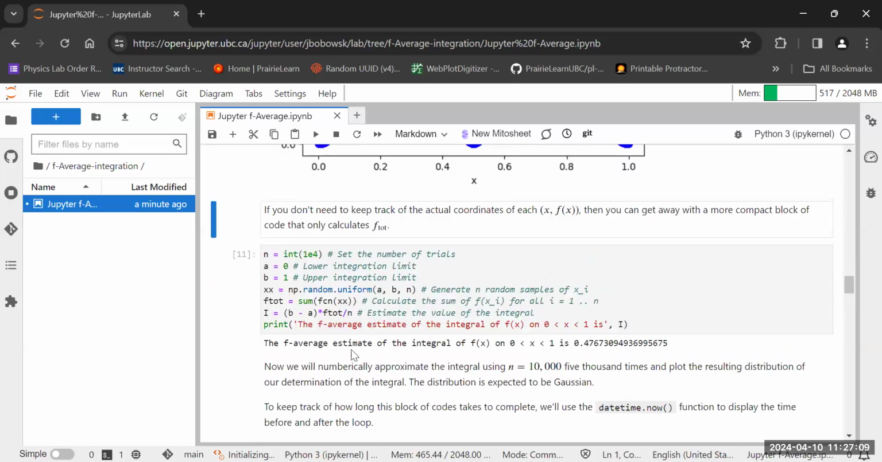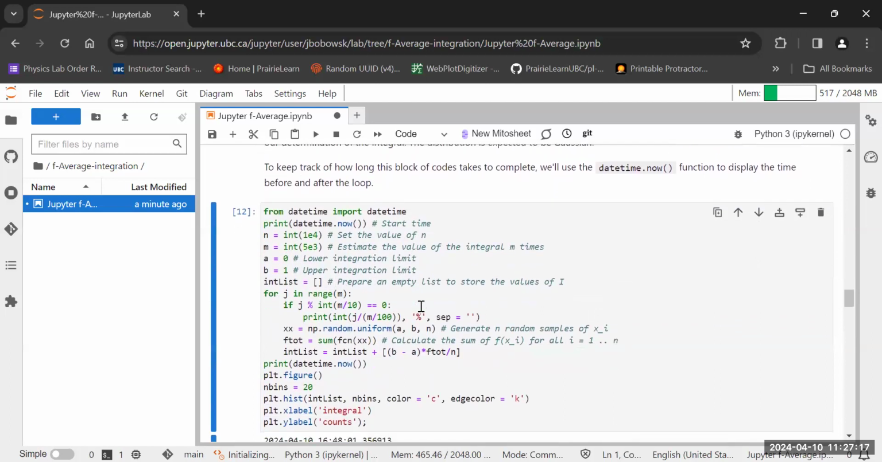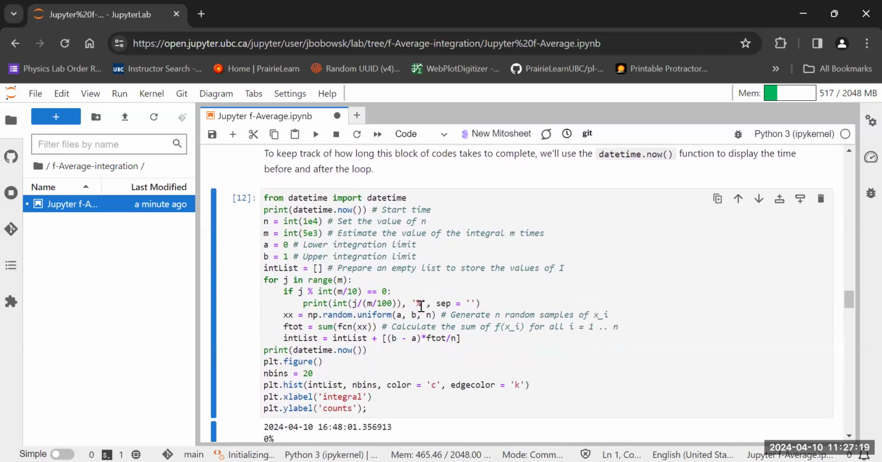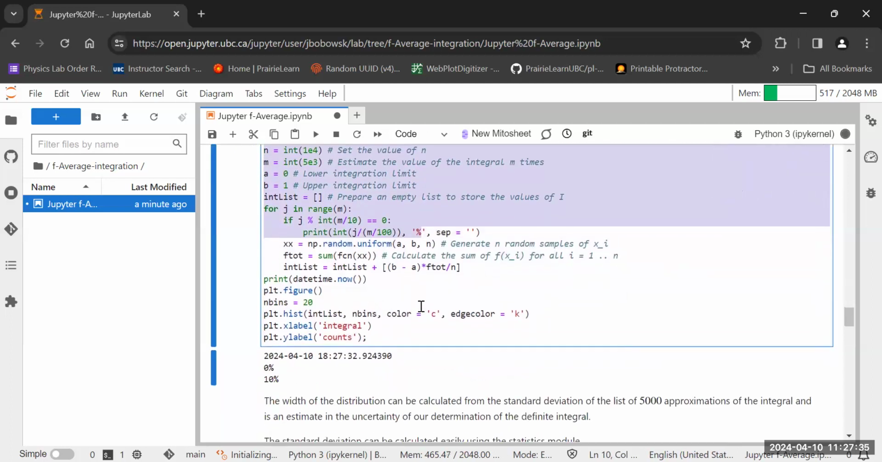What we can do is, this is just the same calculation. We don't need to do that. But what we can do now is calculate the value of the integral using the exact method that we did above, but we could do that 5,000 times. Let's see, I think this will work. Will it work?